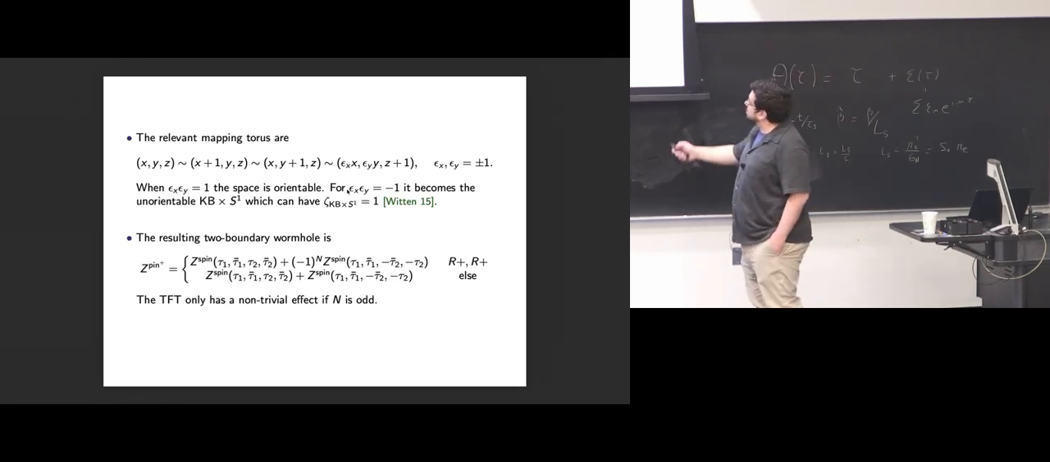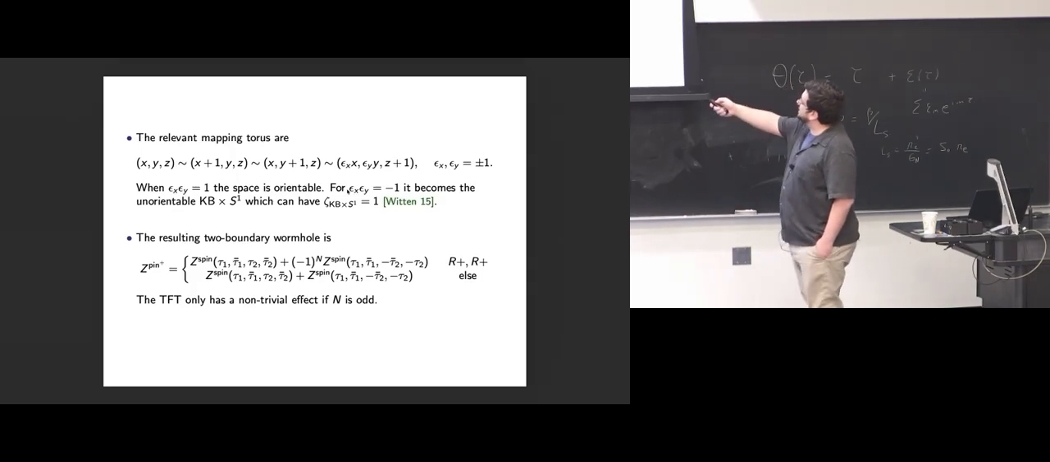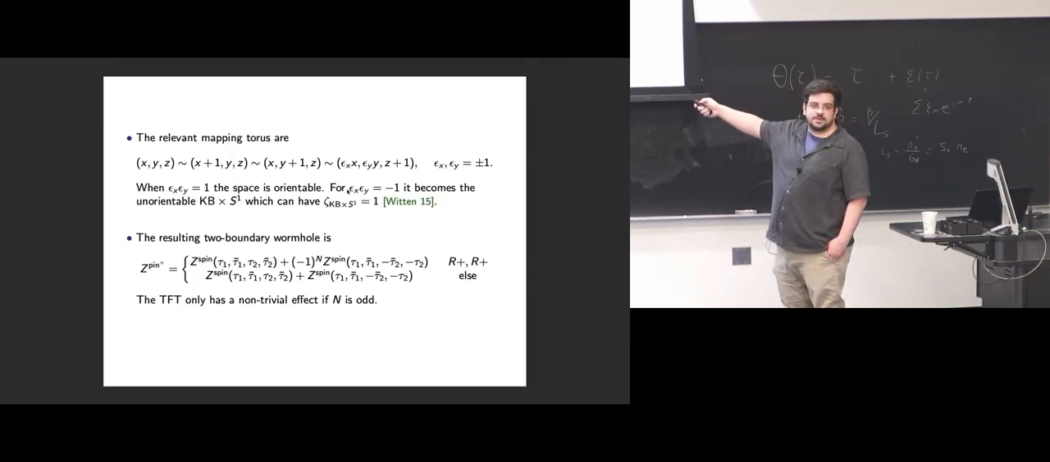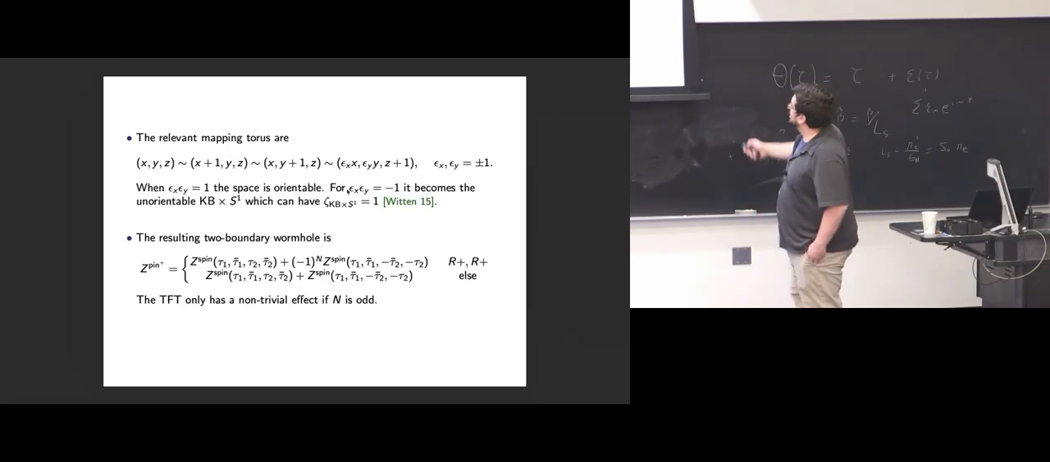The resulting two-boundary wormhole is the following. For most spin structures, nothing changed compared to the pin minus. But when you have R plus and R plus, oh, sorry, I should have said, this theta is 1 only when the fermions are periodic on the boundary. Otherwise, there won't be any non-trivial zero mode because it won't satisfy the boundary conditions.